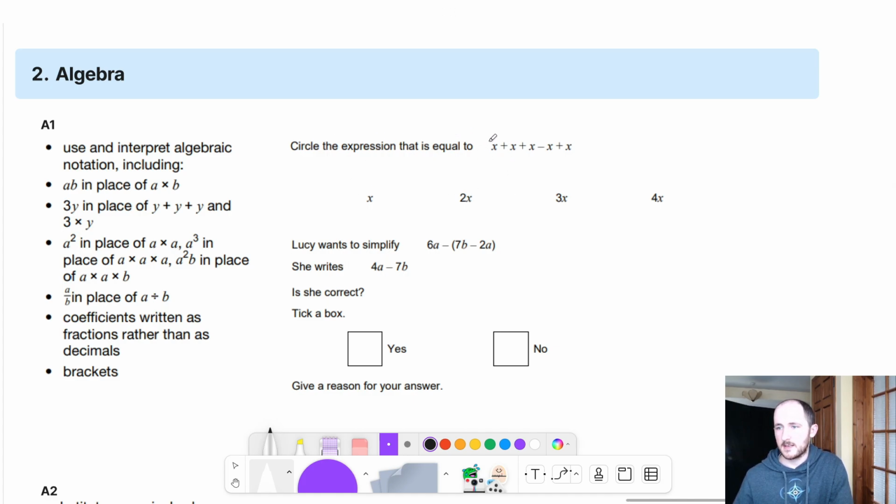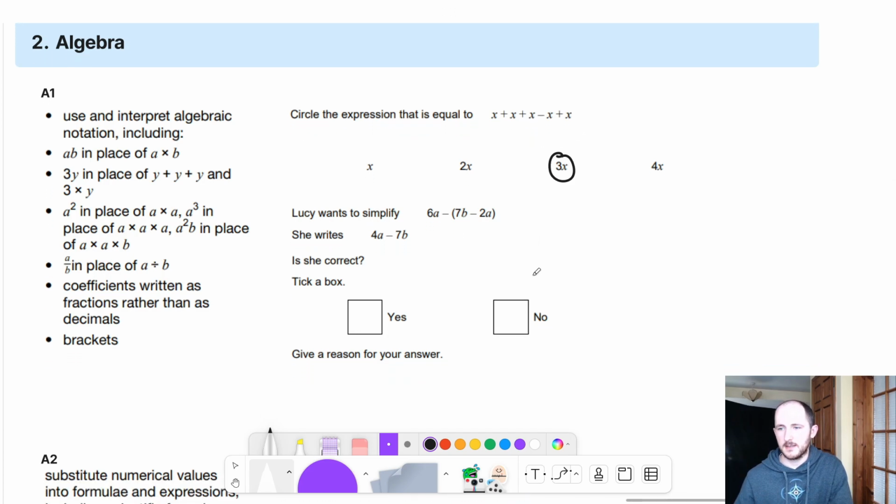I might say, simplify the expression x plus x plus x minus x plus x. A lot of students get this wrong. So x plus x, 2x, 3x, back down to 2x, back up to 3x. A lot of students put 4x, which annoys the living daylights out of me.